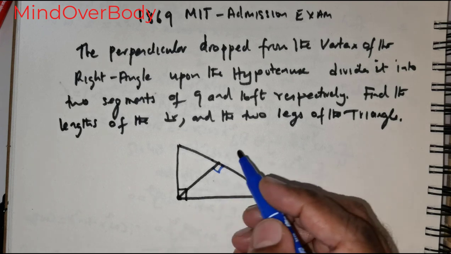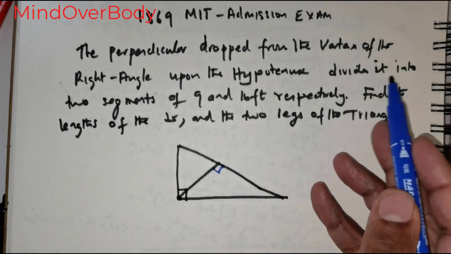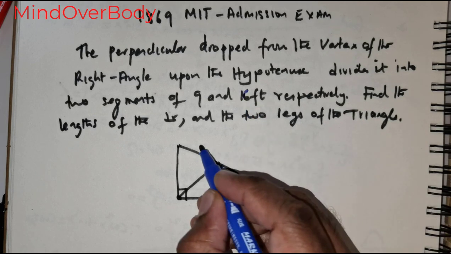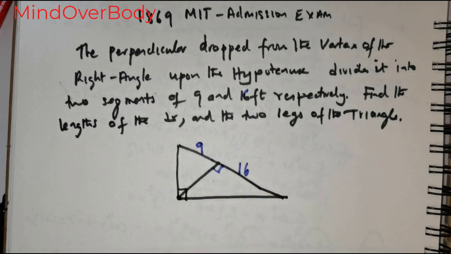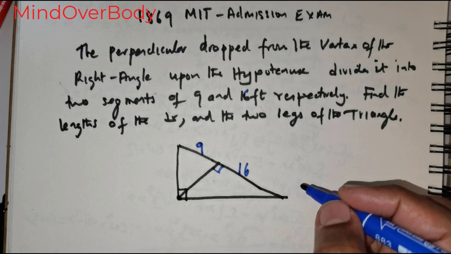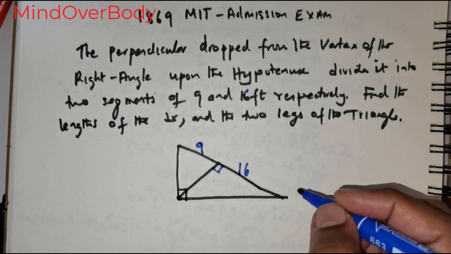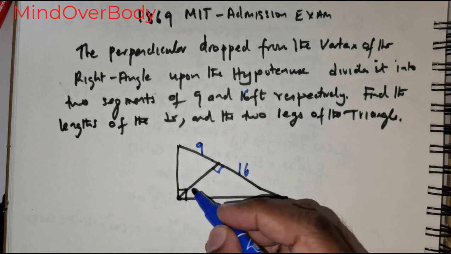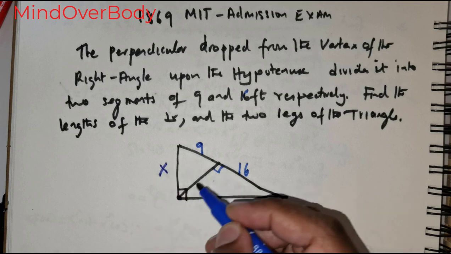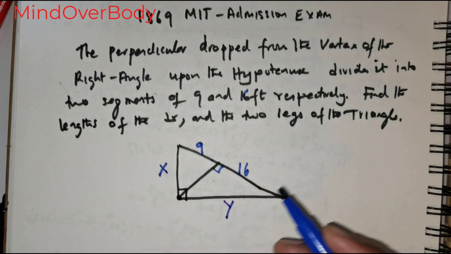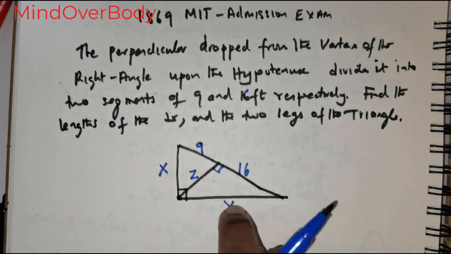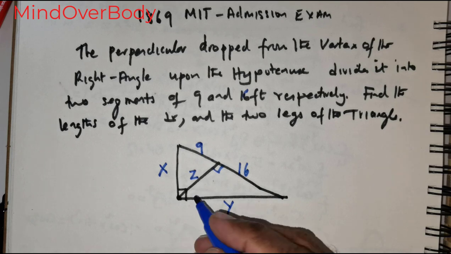What I wish to do is first mention the points. It divides it into two segments of 9 and 16 feet respectively. So this is going to be 9 and this is going to be 16. We are expected to find the length of this perpendicular. Now I would like to name these unknowns. Let this be x and let this be some y, and let this be z. So we have to find x, y, and z. That's the idea. And this is 90 degrees.